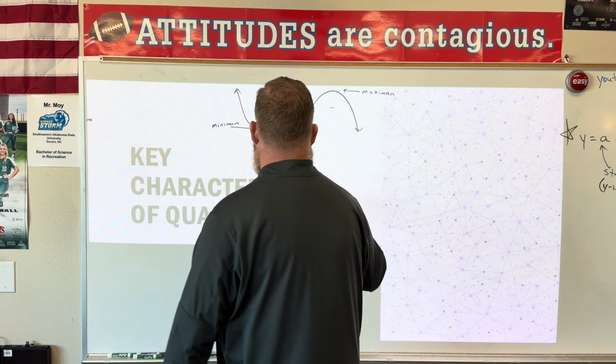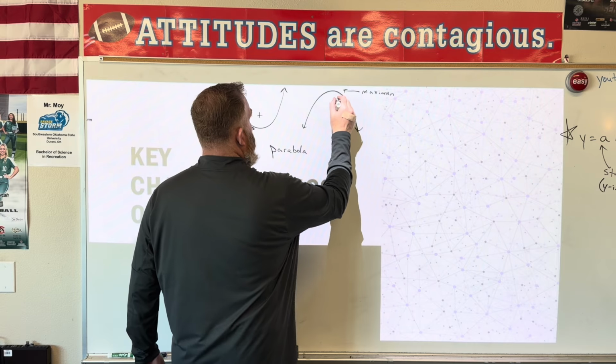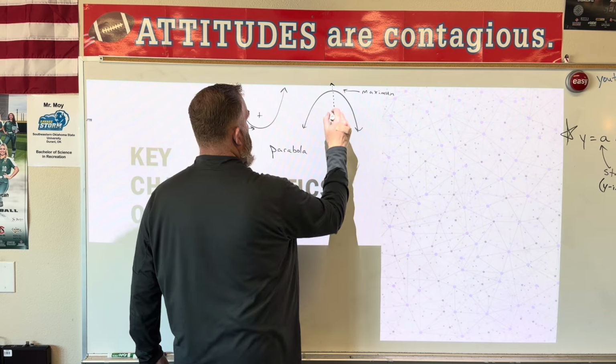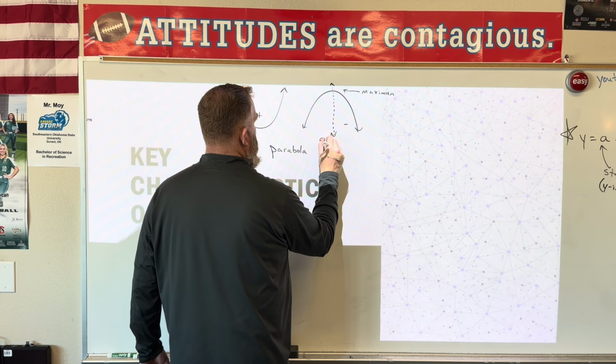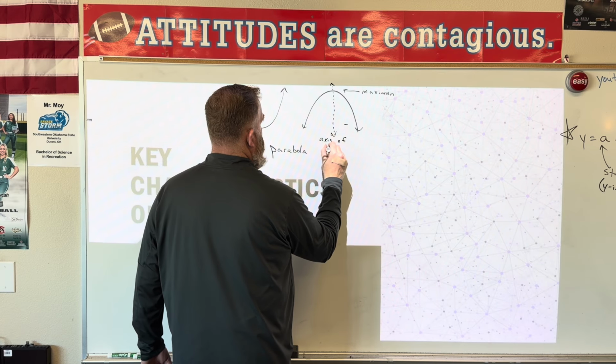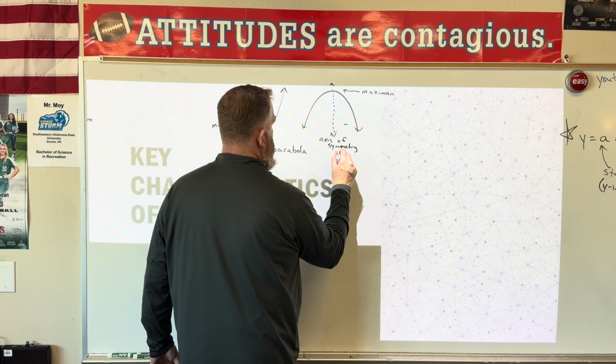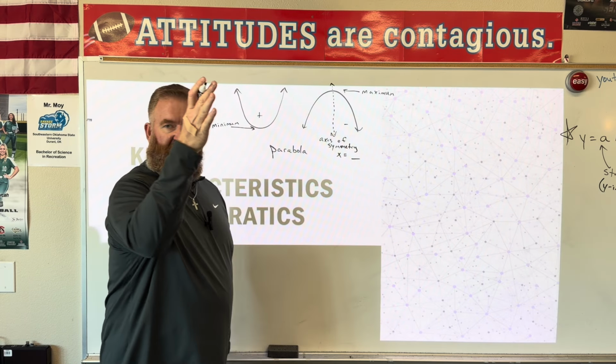The axis of symmetry, okay? I'm going to put that there. The axis of symmetry is a line that goes right down the middle. The axis of symmetry, AXIS of symmetry. And it's going to be X equals something because it's a vertical line.